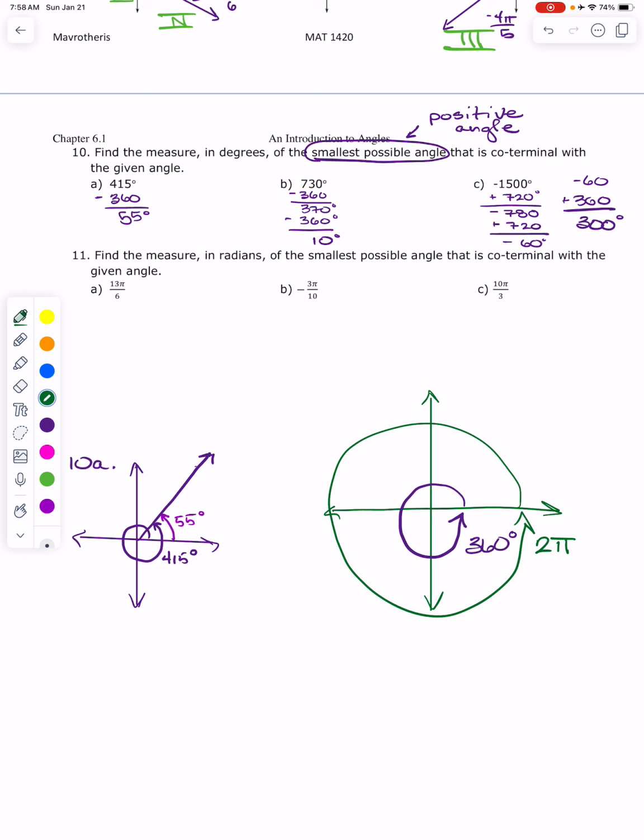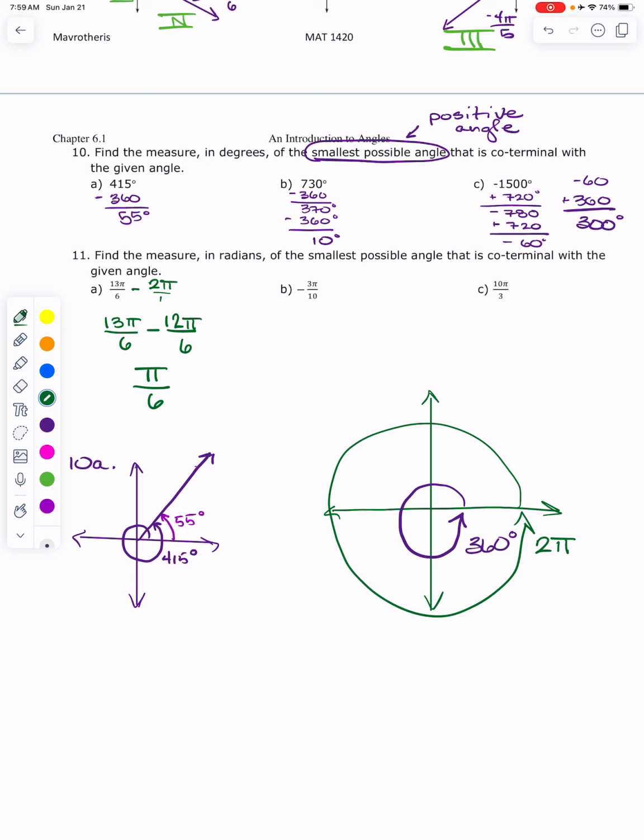12 pi over 6. So I'm going to go ahead and do what we did before. I'm going to subtract 2 pi. This one I'm going to organize a little differently because we are working with the fractions. I want a denominator of 6. So if I multiply, this has an imaginary 1 underneath. If I multiply by 6 to get that denominator, I have to multiply the numerator by 6. I get 13 pi over 6 minus 12 pi over 6, which gives me a pi over 6.